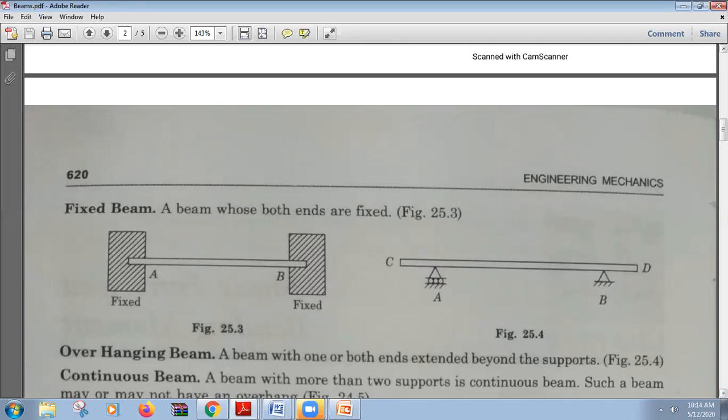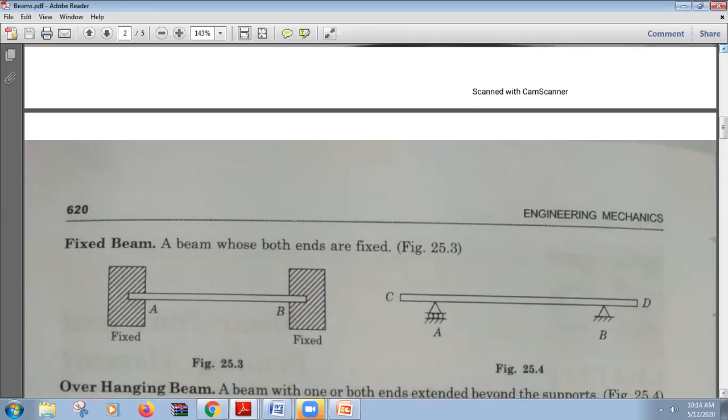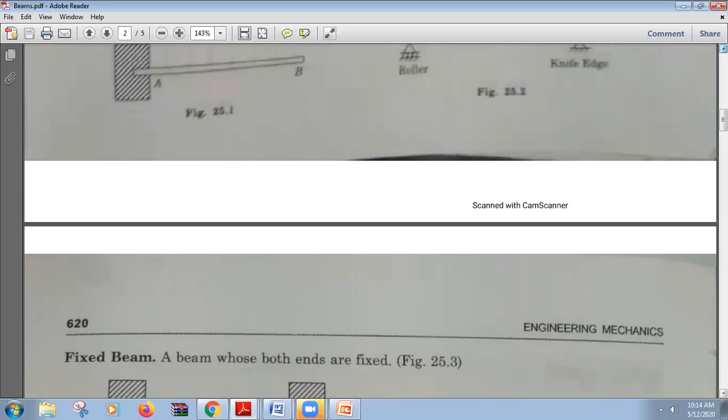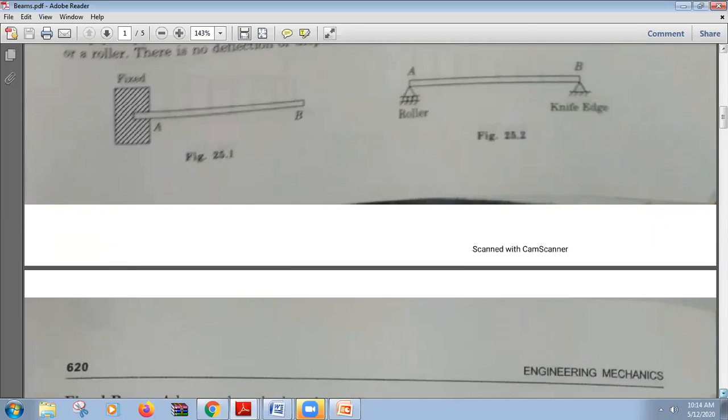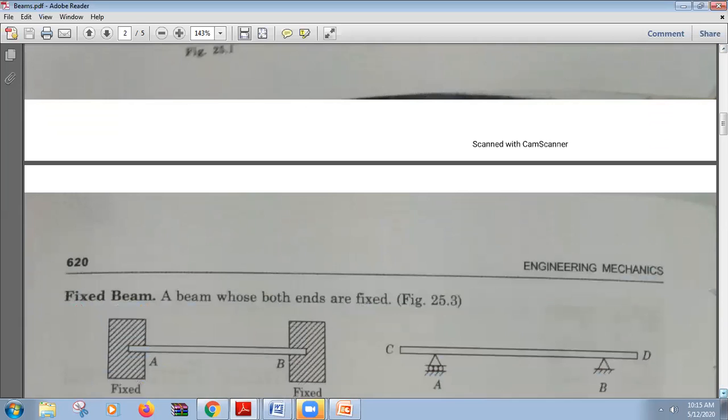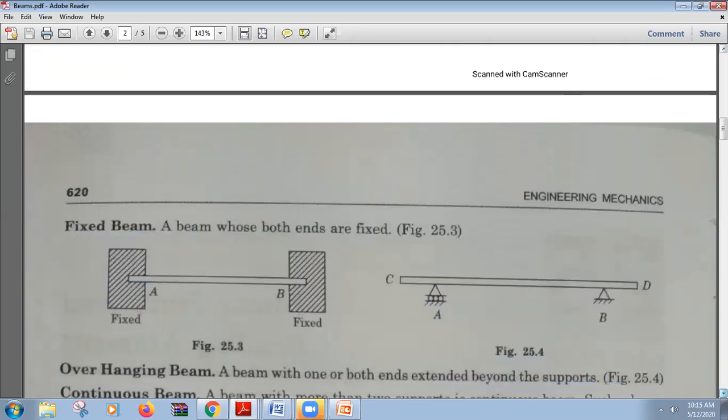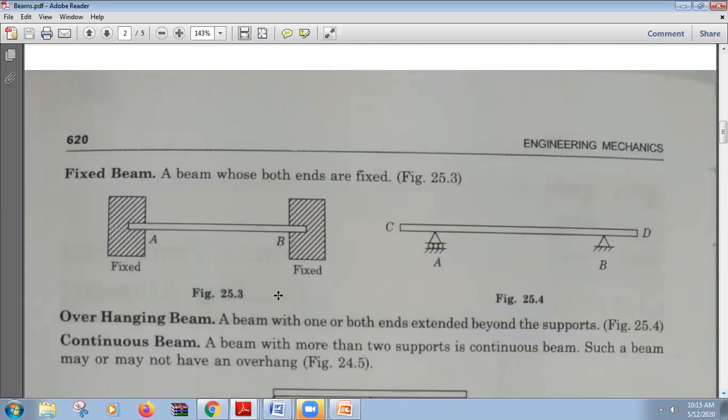Whereas in the case of a simply supported beam, the beam was always in a horizontal direction and it was allowed to expand inward. But in the fixed beam, the beams are not allowed to expand in the horizontal direction, and this way they can only go either upward or downward. So these are fixed beams.